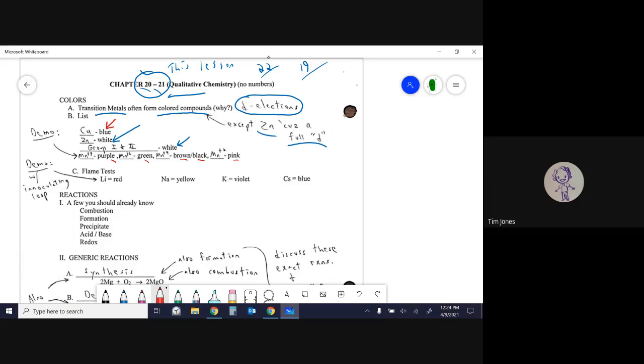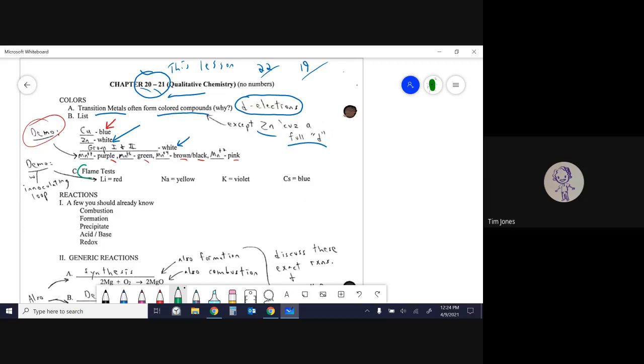You'll see in the case of manganese, it makes a bunch of different colors based on its oxidation state. And I have a demo that I'll show you in class later that will show all of these, or at least most of them. Now, another thing regarding colors is what's known as a flame test.